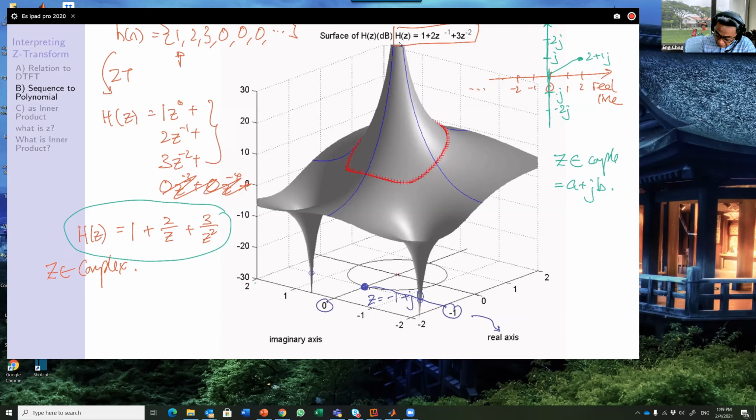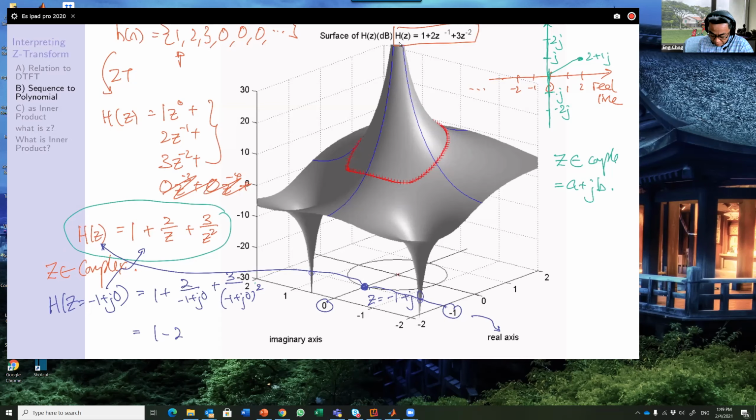So what do I do? I plug this into this equation. So H(z) with z equals minus 1 plus j0. I plug this value in, which is 1 plus 2 times minus 1 plus j0, plus 3 times minus 1 plus j0 squared. And then I get 1 minus 2, and then minus 1 squared is 1, plus 3. And the answer is 2.